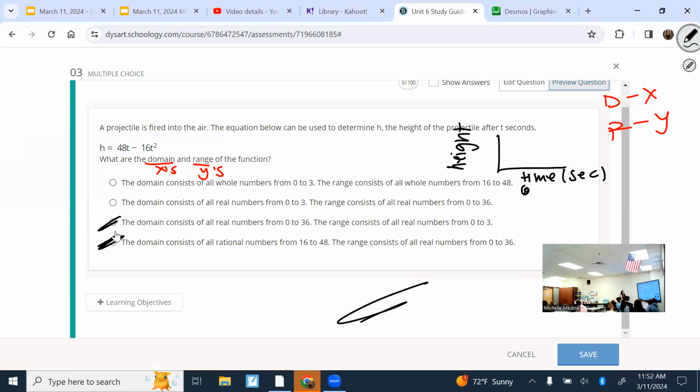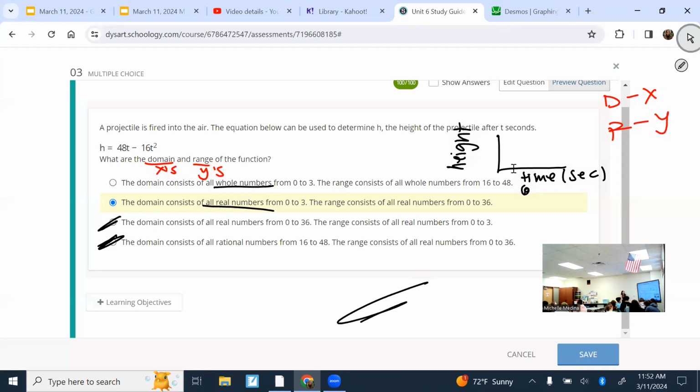And the 2 options that have the domain going from 0 to 3, one says whole numbers, the other one says all real numbers. You just said time can be a decimal. So which one allows that? All real numbers allows them. It also allows negatives, but if it says from 0 to 3, then that's my boundary. We can't have negatives in this one. So I already know my answer off of that.